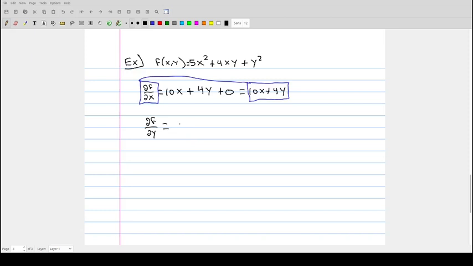Likewise, df dy is going to be 0 plus 4x plus 2y, which is just 4x plus 2y.